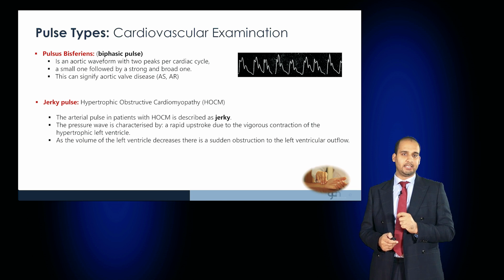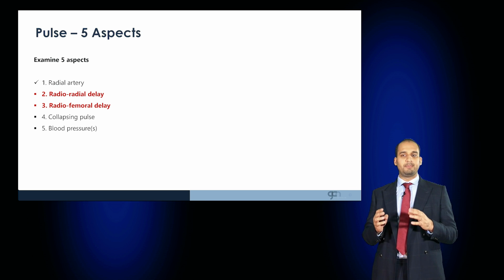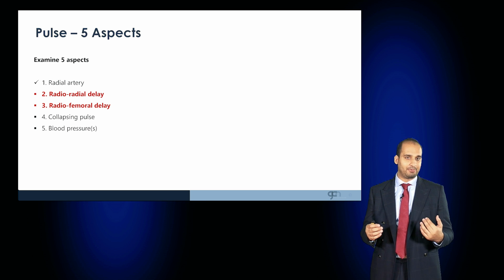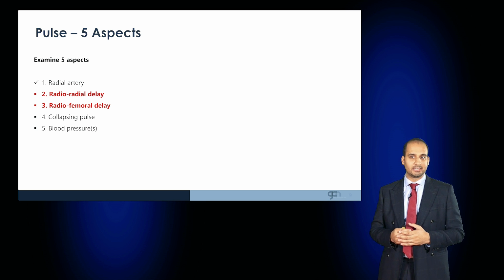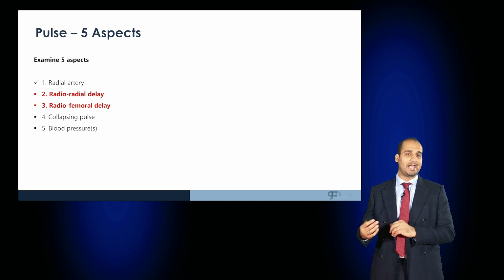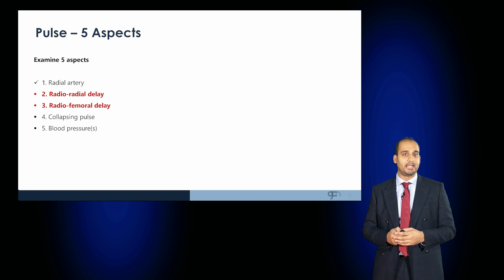Once you've palpated the radial pulse on one side, move on to measure and feel both of the radial pulses on the left and the right to assess for radial delay, and then to assess the radial pulse on one side and the ipsilateral femoral pulse to determine whether there's a radiofemoral delay.